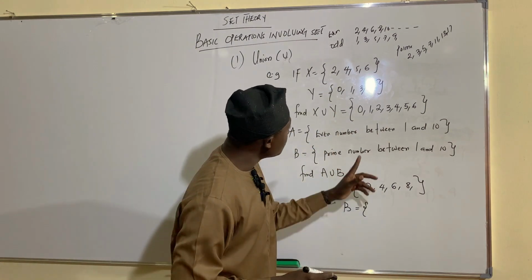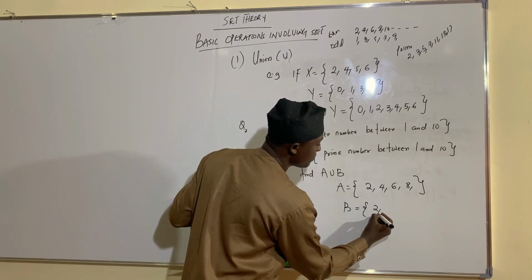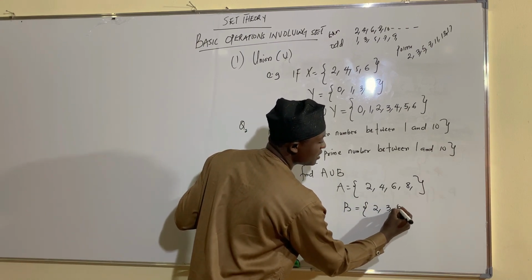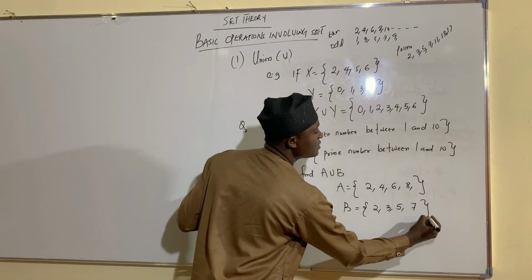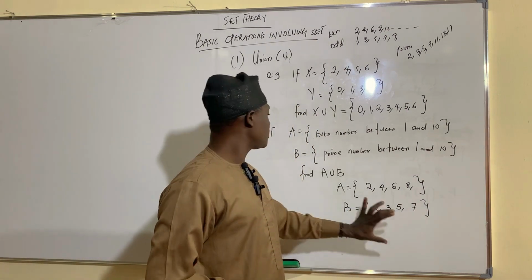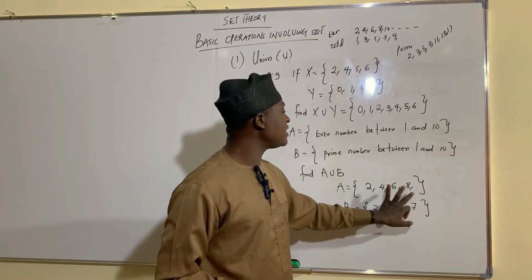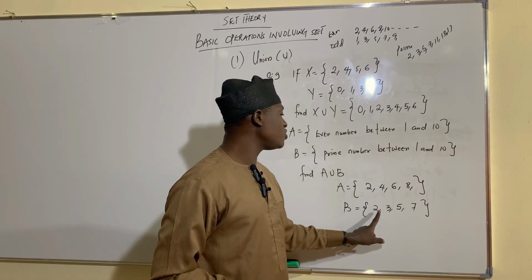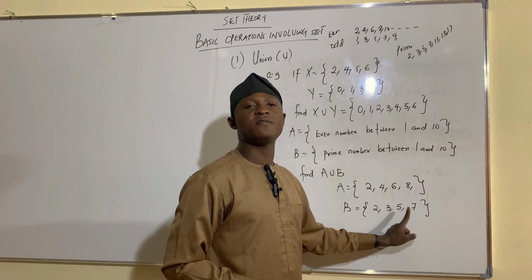Now, from there, we can have that one to be 2, we can have 3, we can have 5, we can have 7. So that means here now we have already simplified our problem. So our A is 2, 4, 6, 8. Our B is 2, 3, 5, and 7.